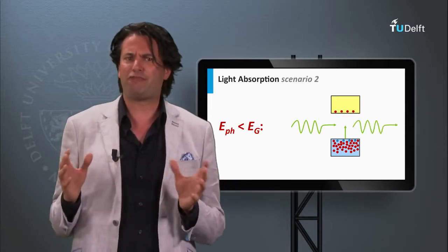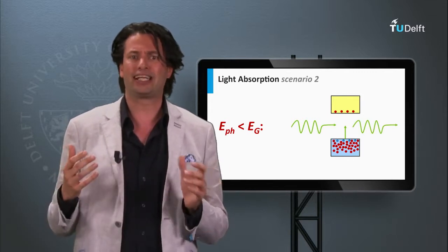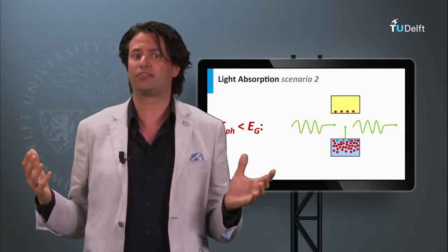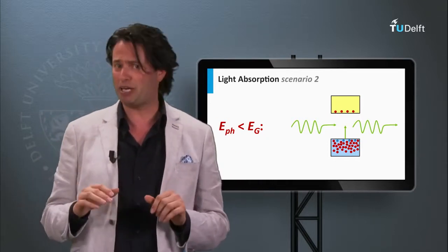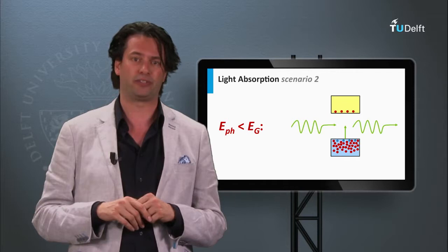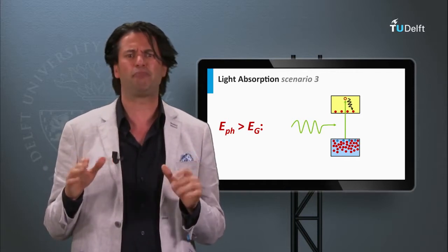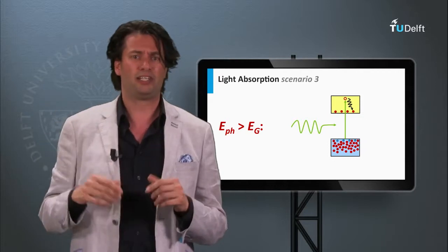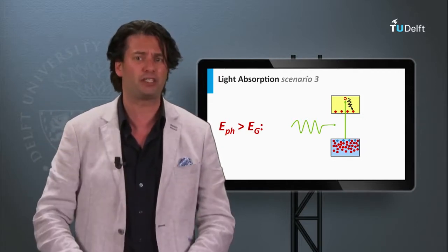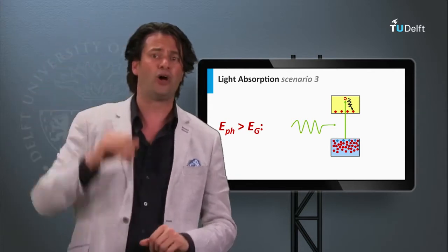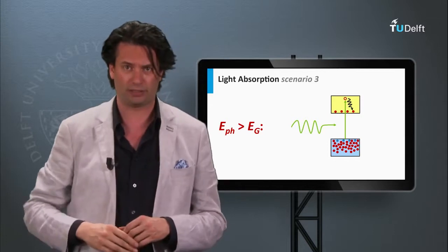However, if we have a photon with an energy smaller than the band gap, this photon is lacking the energy to excite an electron from the valence band to the conduction band. This photon cannot be absorbed by the semiconductor material. Another situation is when the photon has an energy much larger than the band gap. This photon can excite an electron at an energy level deeper in the valence band into the conduction band, or an electron to a higher energy level into the conduction band.